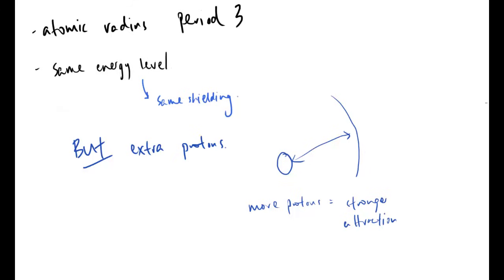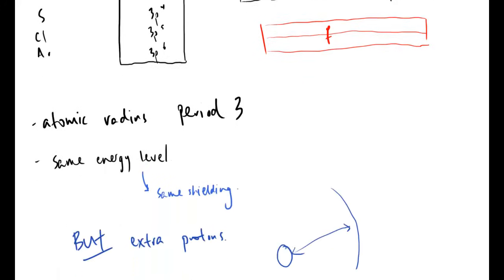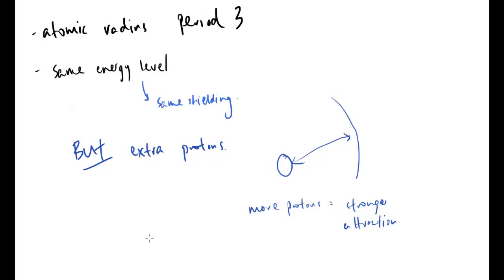So as we go across this period, more protons means we're getting a stronger attraction between these outer shell electrons and the nucleus, which means that as we go across here, the atomic radius is going to decrease, because the strength of the more positive nucleus is going to draw in our electrons. So actually we're going to find that across the period, atomic radius decreases, and that's a really, really important thing.